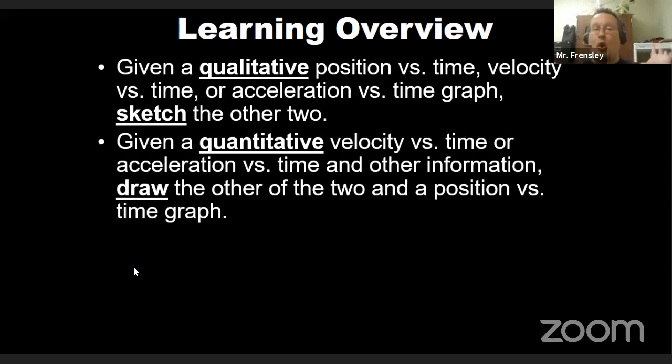Now, what if I give you a quantitative velocity or acceleration versus time graph? Can you draw the other one and the position graph? Quantitative means now there are going to be numbers, right?